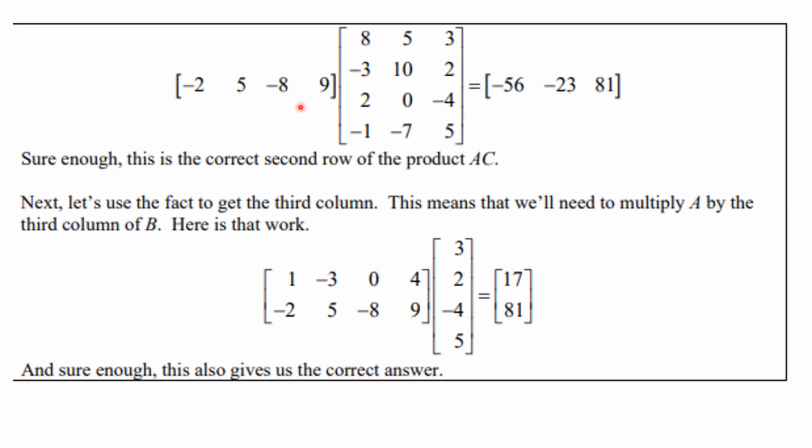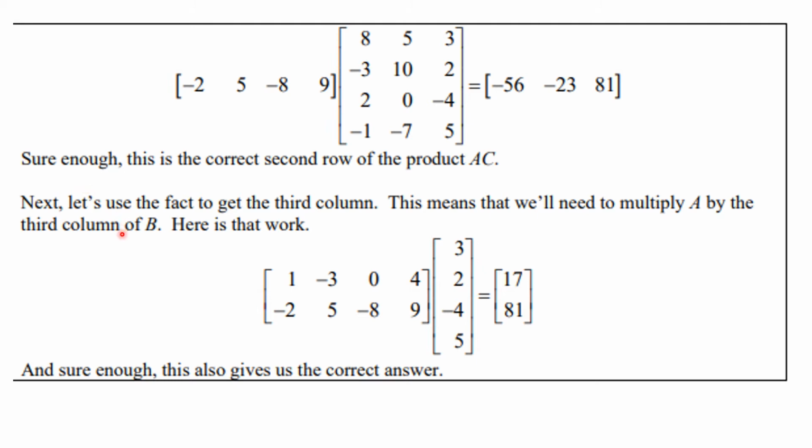So here's the second row being multiplied by this. Now what you do is you stand this up and you multiply, and you see that what you do get is minus 56, minus 23, and 81. And sure enough, if you compare that with our previous example, this is the correct second row of the product AC.